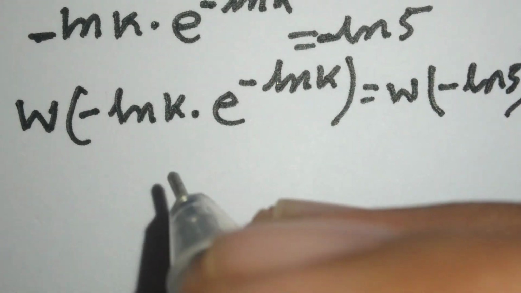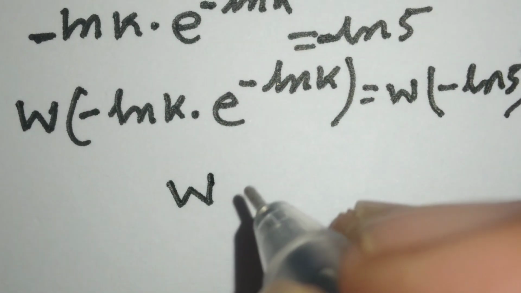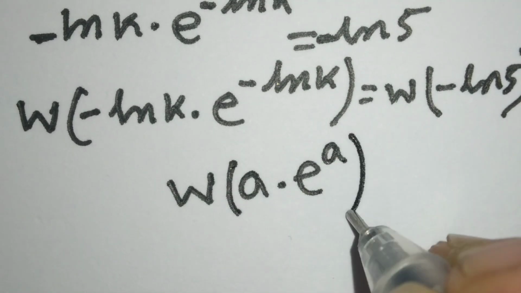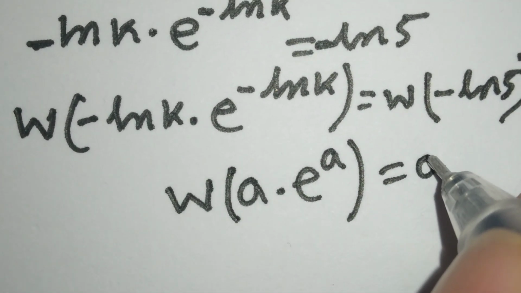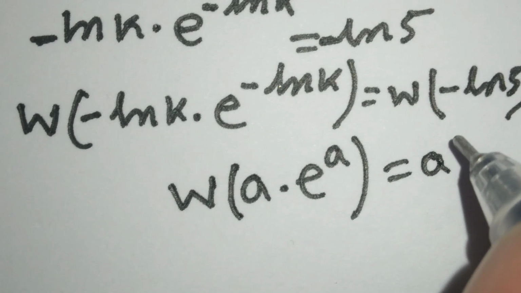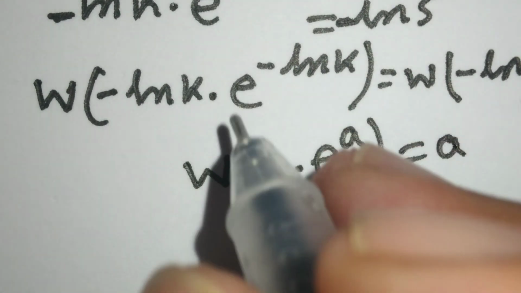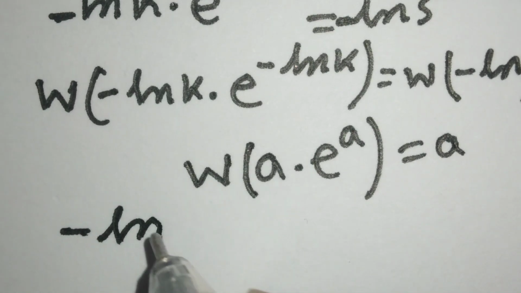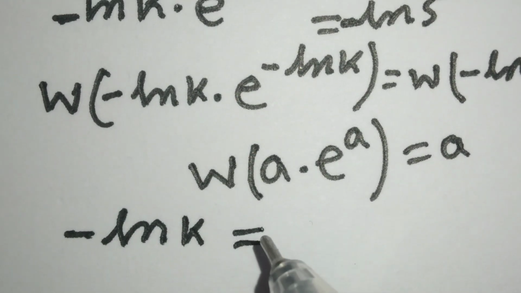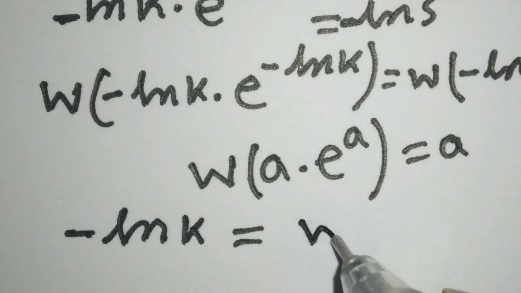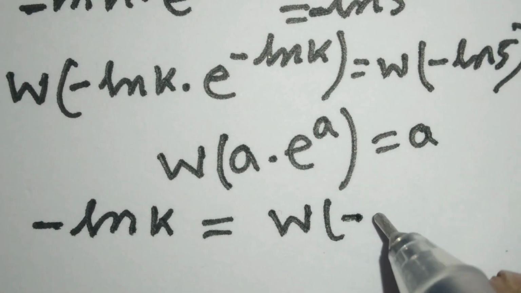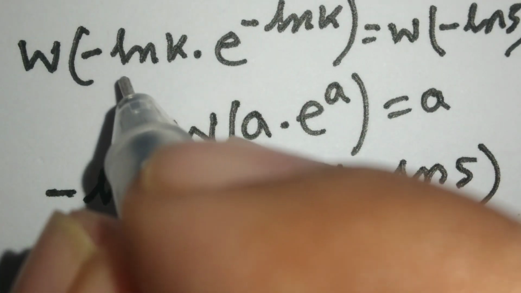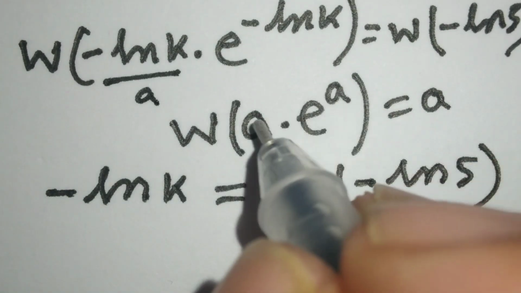We know the Lambert W function of a times e to the power a is equal to a. According to this property, we can write this line: minus ln k is equal to W of minus ln 5. Here minus ln k is equal to this a.